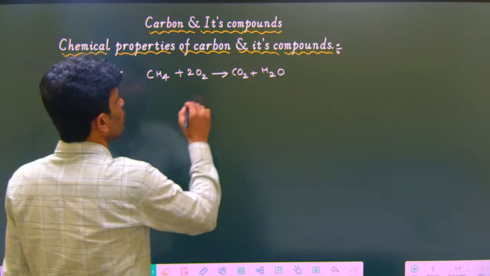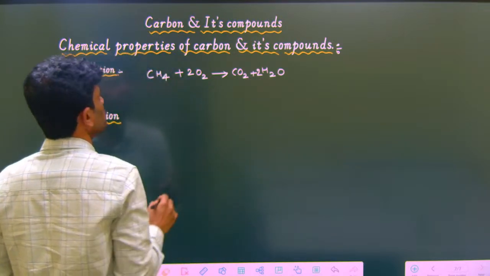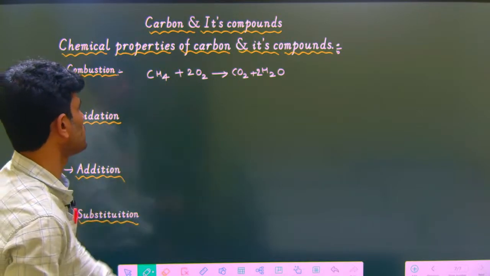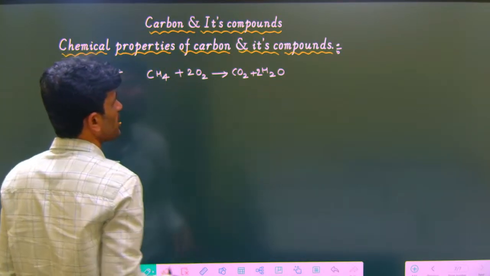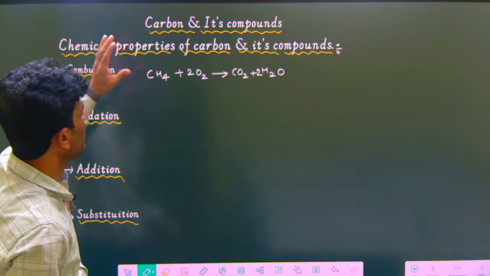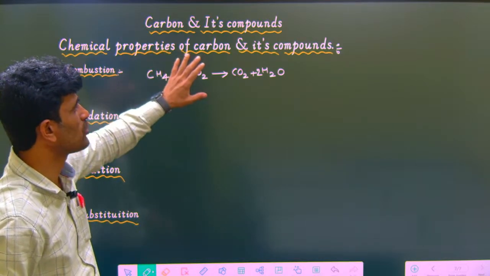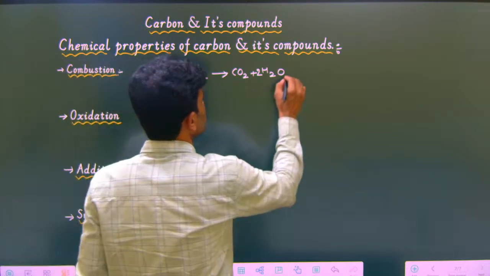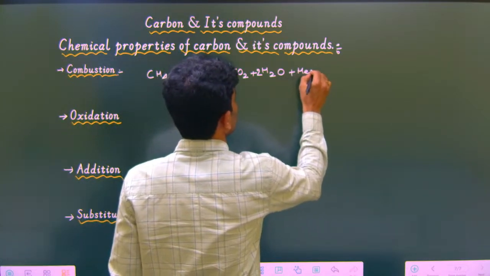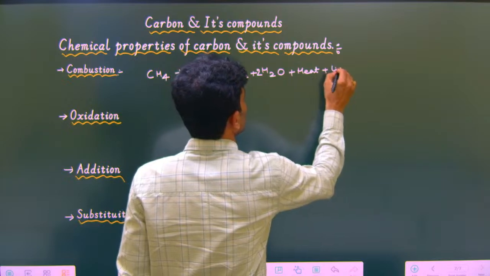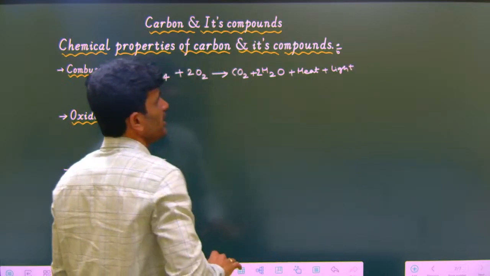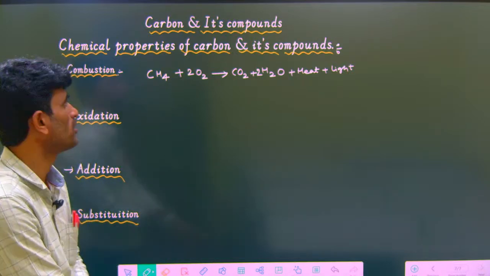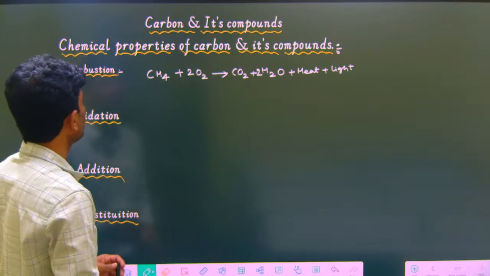So here if you want to balance, 2H2O. We can check 1 carbon on both sides, 4 hydrogen on both sides, 4 oxygens on both sides. So this is the balanced chemical equation. In a combustion reaction, any carbon compound burns in the presence of oxygen and releases carbon dioxide and water vapor. Along with this, it also releases heat and light. When heat is released, it is also called an exothermic reaction. So this is about combustion.